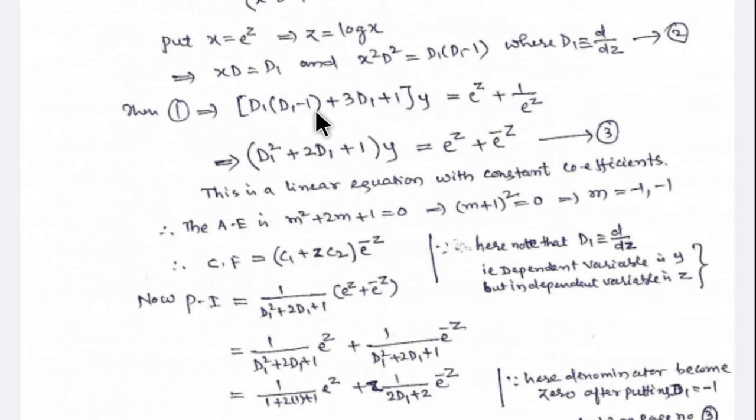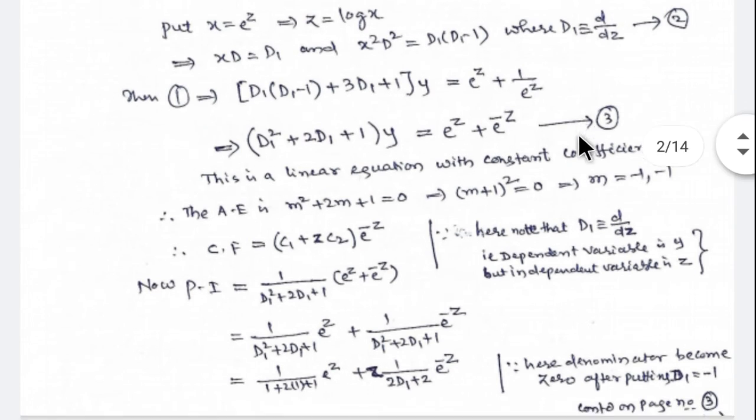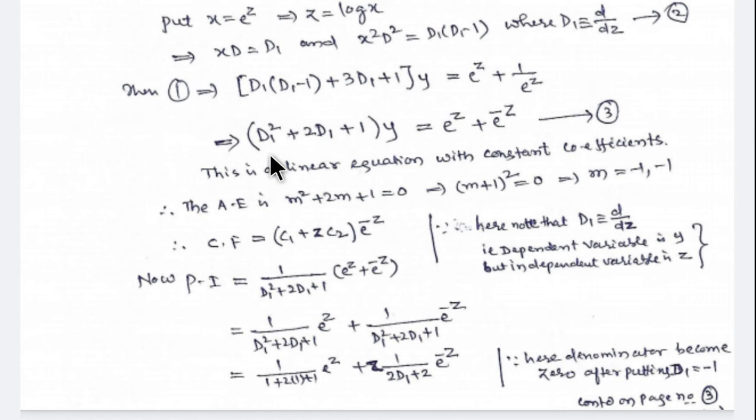So minus D1 plus 3D1, so plus 2D1 left, plus 1 into y is equal to e raised to z plus e raised to minus z. This is equation 3. So now this is a linear equation with constant coefficients.